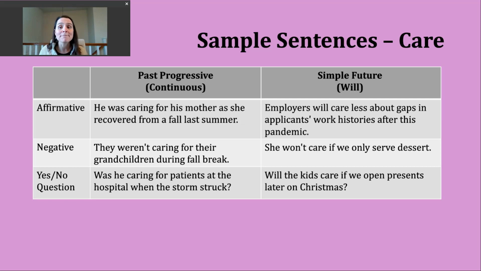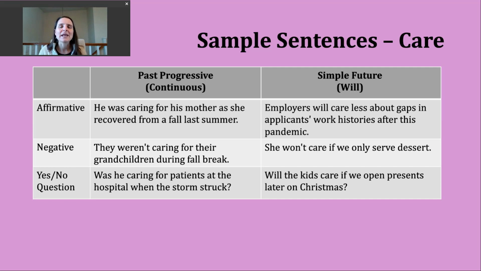Now, if you want to make a negative simple future sentence, we're going to use will still, but then we're going to insert not. You might hear these two words combined into the contraction won't, and then we use the base verb. You can see an example of the contraction in my negative example here: she won't care if we only serve dessert. So again, this might be an idea of a promise. I promise she's not going to be upset.